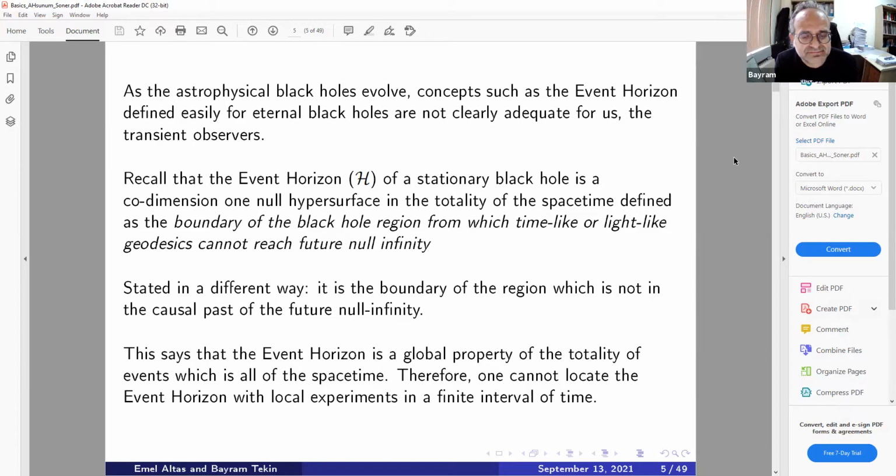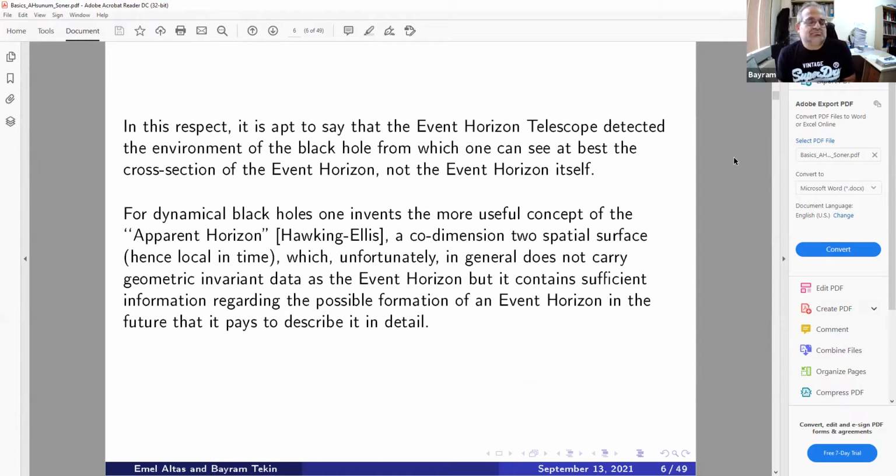So basically, that definition of event horizon is no good for any practical purposes, right? You cannot locate it with experiments, basically. Okay, so I should say that the Event Horizon Telescope, the name, the Event Horizon Telescope, detected the environment of the black hole from which one can see at best the cross-section of the event horizon, not the event horizon itself. You can never know that there is an event horizon. You can only say that at best you have the cross-section, two-dimensional cross-section of a possible future event horizon. Sometimes event horizon is called the future horizon, okay?